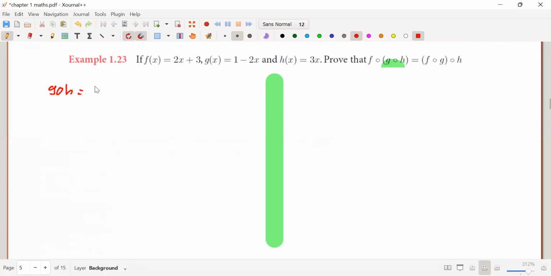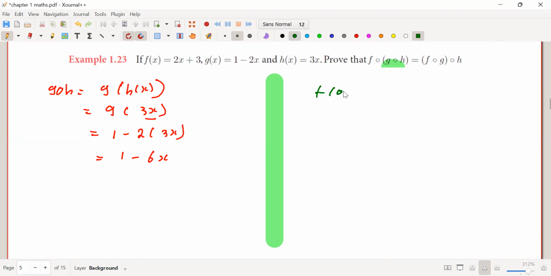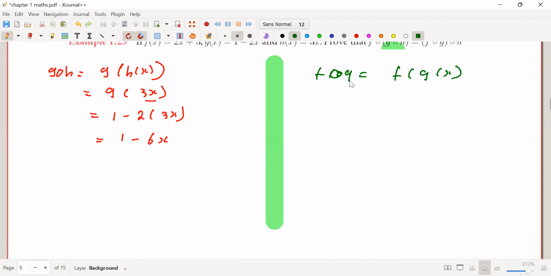G of h first. This is g of h of x, which is 3x. I'm going to apply 3x in g of x. So 1 minus 2 into 3x, so 1 minus 6x. Okay. Then f of g, f of g of x.